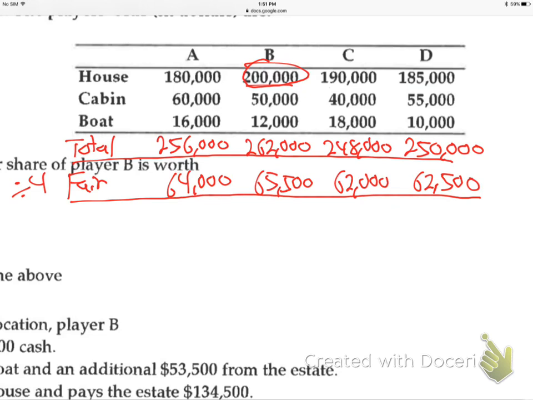All right, next, who gets the cabin? A bid highest on the cabin. A gets the cabin. By the way, notice I'm not even looking at the questions yet. I'm just going to crank through the process. Then the questions will be easy once I've got the whole thing laid out. Boat. Who gets the boat? C bid the highest on the boat, right? 18,000. All right. So there are the objects.